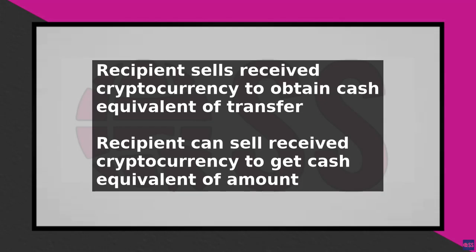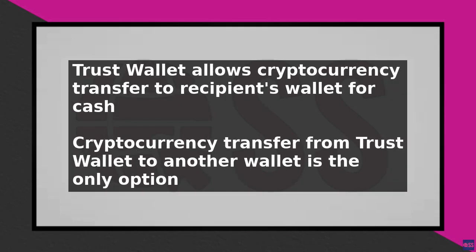The recipient can then sell the received cryptocurrency to obtain the cash equivalent. This is the only way to transfer money from a Trust Wallet to another wallet. By using the cryptocurrency route, you send the cryptocurrency equivalent of the desired amount to the other wallet.